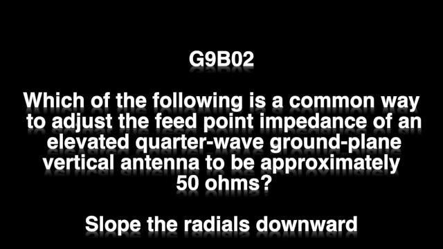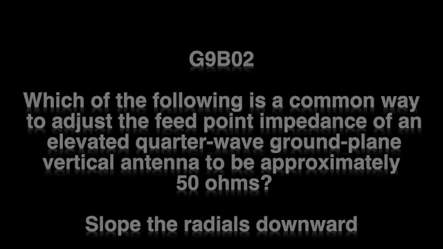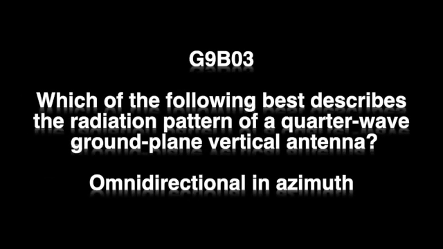G9B02. Which of the following is a common way to adjust the feed point impedance of an elevated quarter wave ground plane vertical antenna to be approximately 50 ohms? Slope the radials downward. G9B03. Which of the following best describes the radiation pattern of a quarter wave ground plane vertical antenna? Omnidirectional in azimuth.